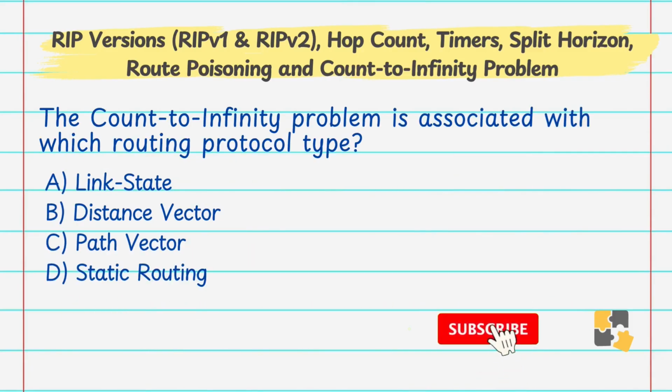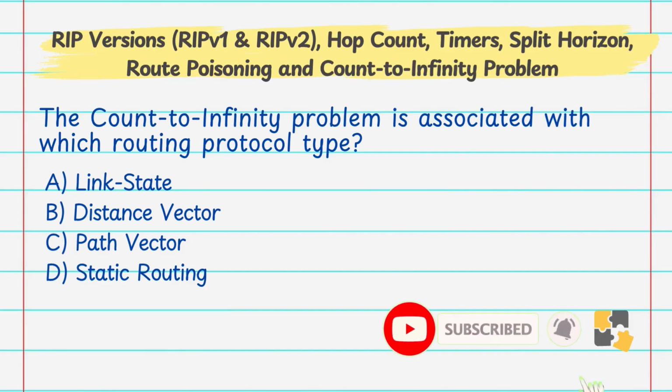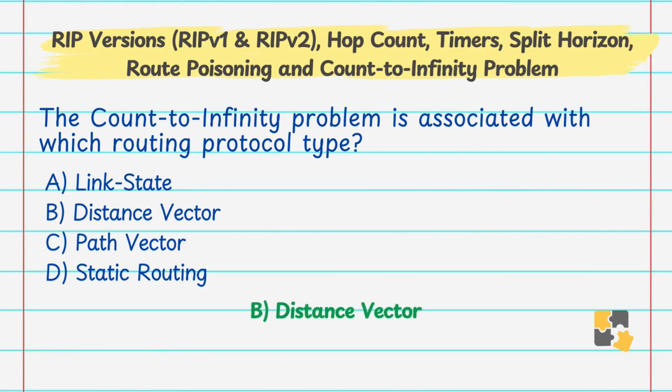The count to infinity problem is associated with which routing protocol type? A. Link state, B. Distance vector, C. Path vector, D. Static routing. Answer is B. Distance vector. Distance vector protocols such as RIP can suffer from the count to infinity problem during routing loops.